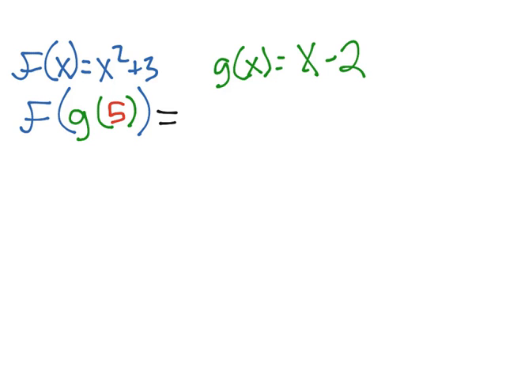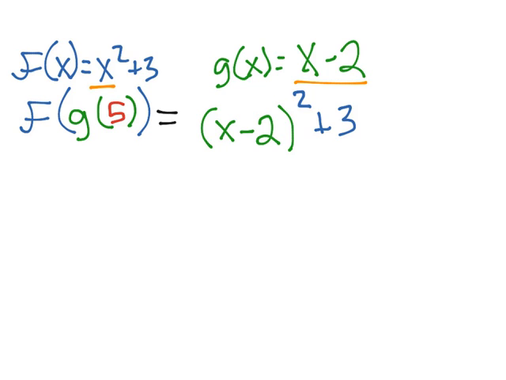So we'll start with our f value. Since our first value in f is an x, we need to immediately replace that x with our value for g of x, in this case, x minus 2. So we start with x minus 2. This value is still squared from our original f of x equation, and we're still adding 3.